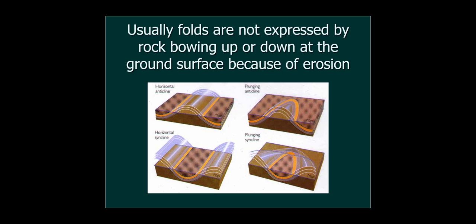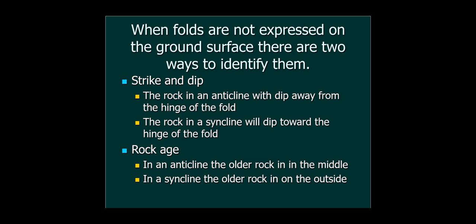I'm going to pull up my drawing board here in just a second. So folds are rarely, if ever, expressed on the ground. In other words, anticlines don't mean the ground is bending up. Synclines don't mean the ground is bending down. Okay, and so you're just walking over some rock, right? And so how are you going to tell the difference between an anticline and a syncline in the field?